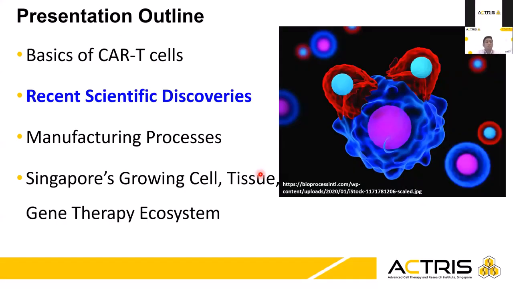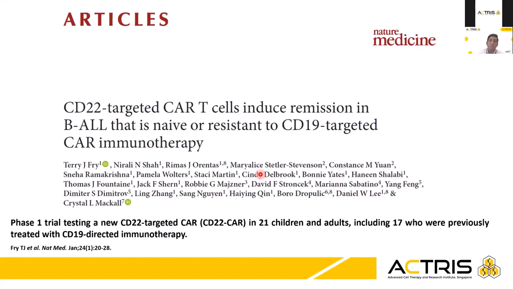Right. So this brings me to the next part of my presentation, recent scientific discoveries. Really, there is a growing number of publications every year, at least 1,000 publications that we have seen for the past 2 to 3 years with regards to CAR T cells, almost on an annual basis. So just to highlight a few: as I mentioned, the primary target of CAR T cells was CD19-positive B cell diseases, right? So this study reports a phase 1 trial testing a new target, CD22, in children along with adults, including 17 who had previously been treated with CD19-targeted immunotherapy, some of whom received CAR T cells.